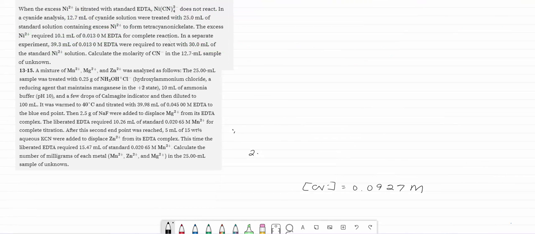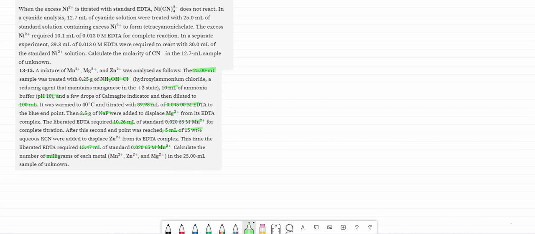And number 15, so we have a mixture of manganese, magnesium, and zinc. We have a 25 milliliter sample. It's treated with 0.25 grams of hydroxylammonium chloride, which is a reducing agent, maintains manganese in the +2 state, 10 milliliters of ammonia buffer with a pH of 10, Calmagite indicator, diluted to 100 milliliters, warmed, titrated. We have a volume and a molarity, and then we have an amount of NaF. Liberated EDTA required 10.26 of this, 5 milliliters aqueous, displaced the zinc.